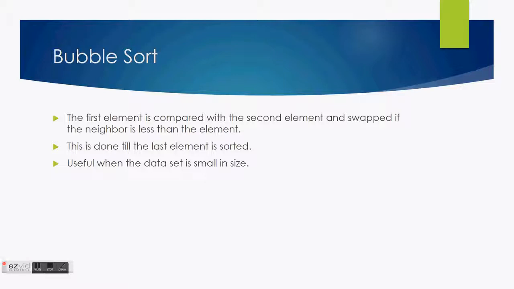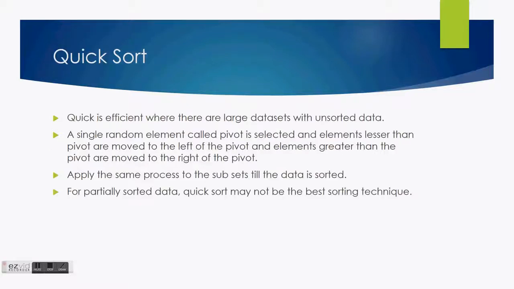Bubble sort: two elements are taken and the first element is compared with the second and swapped if the neighbor is less than that element, till the last element goes off. So the largest element is on top in the bubble sort. Quick sort is the most efficient sort for all the data sets.